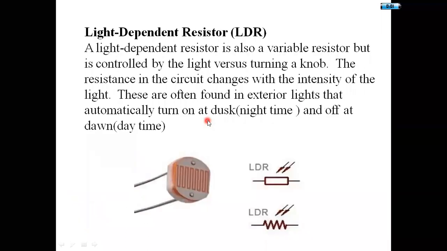Next one is the light dependent resistor. This is the light dependent resistor. It also acts as a variable resistor, but it is controlled by the light versus turning a knob. The resistance in the circuit changes with the intensity of the light. By falling some light upon this LDR, the resistance will change here.